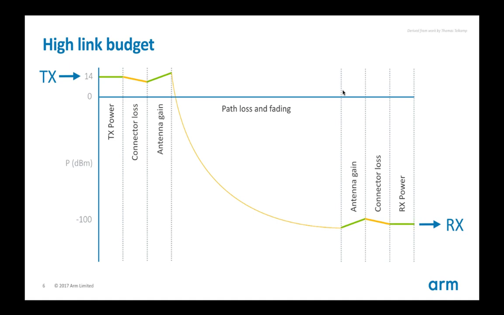Then the signal will go through the air. There's of course fading of the signal, and then there's path loss because you encounter buildings or you bounce off things, or you have to go through a wall. And then on the other side, the same principle happens again.